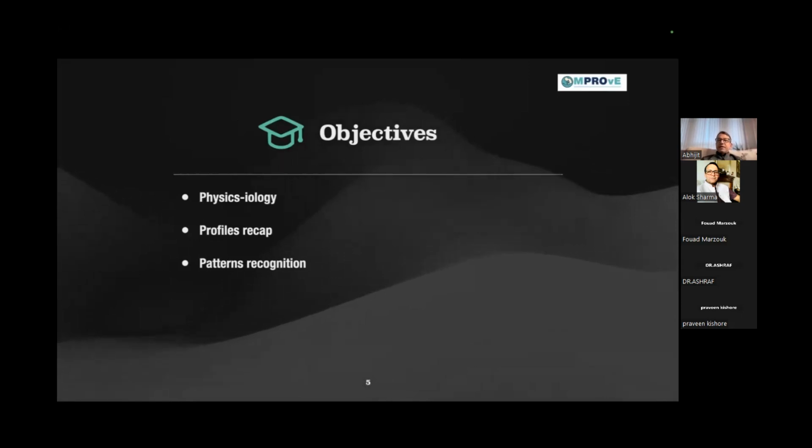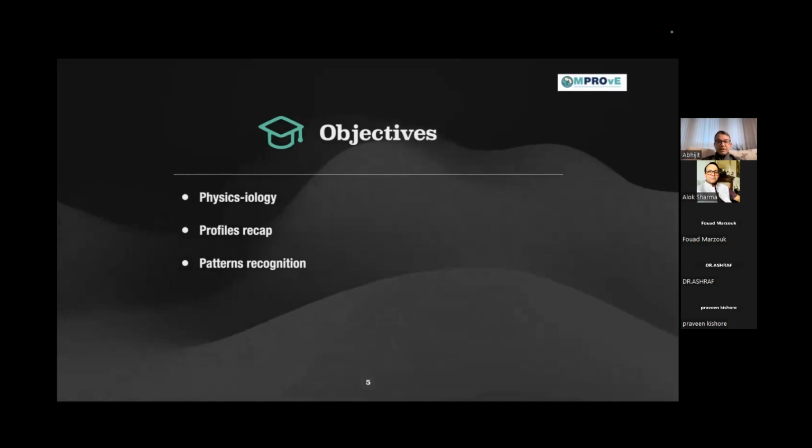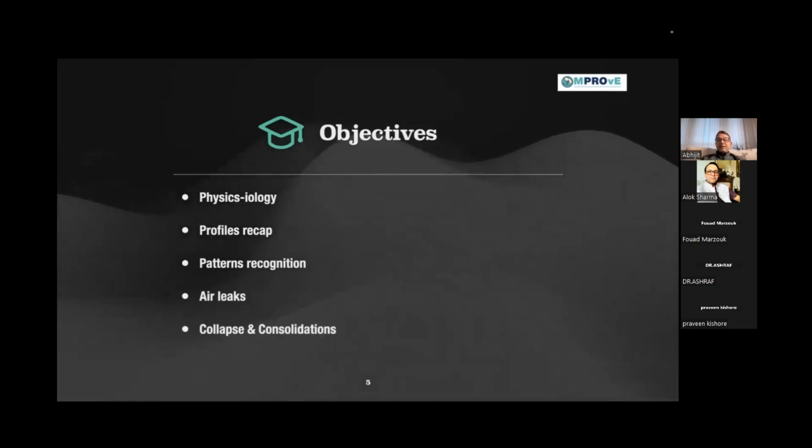Now, lung ultrasound is quite different as compared to the other ultrasounds, like abdominal ultrasound or echocardiography. There we see the organ, but in lung ultrasound, it's more of a study of patterns, because we do not see the lung in lung ultrasound. We create artifacts and patterns. So it's all about pattern recognition with different pathologies and in the clinical context to come to a conclusion. We're going to talk about signs in air leaks and signs in collapses and consolidations.